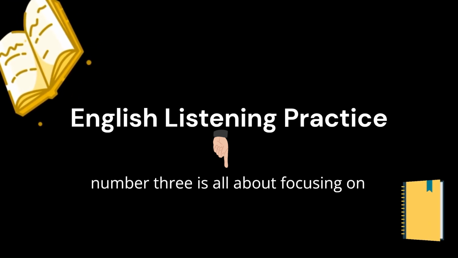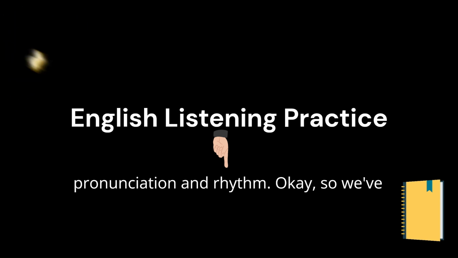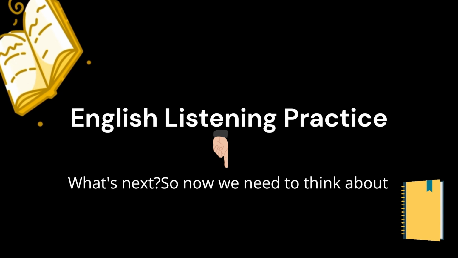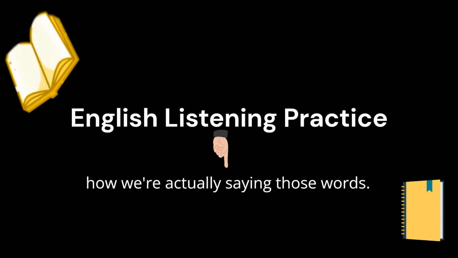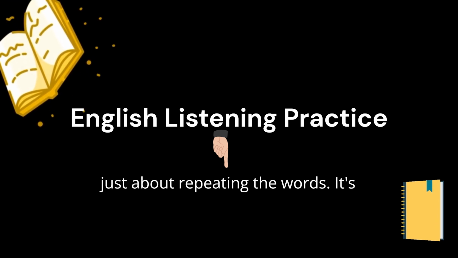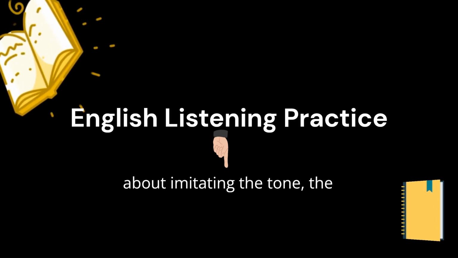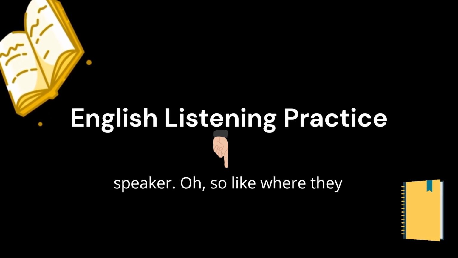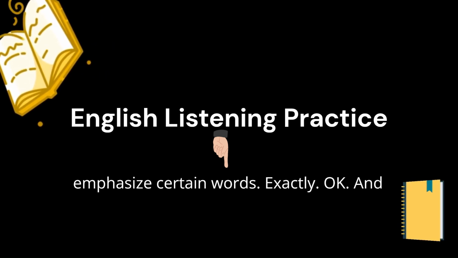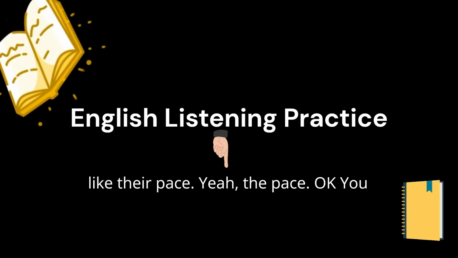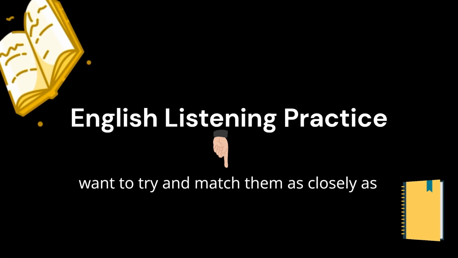Tip number 3 is all about focusing on pronunciation and rhythm. We've got our material and we're breaking it down, so now we need to think about how we're actually saying those words. It's not just about repeating the words. It's about imitating the tone, the pitch, the stress patterns of the speaker, where they emphasize certain words, and also how quickly or slowly they speak, their pace. You want to match them as closely as possible.